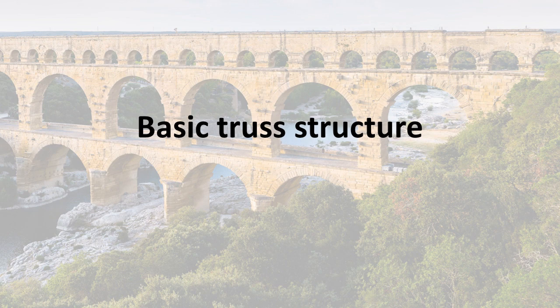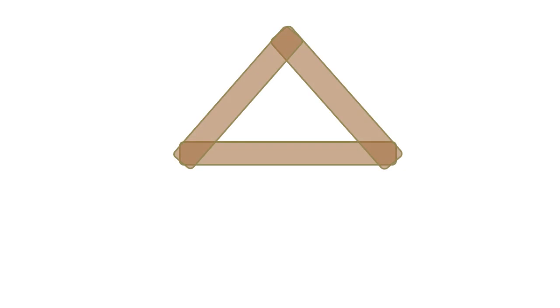Basic truss structure. For a truss, we assume that all joints are pin joints. The simplest form of truss is a triangular truss. Even though all joints are pin joints, the structure will be able to resist any load from any direction. It remains in equilibrium.